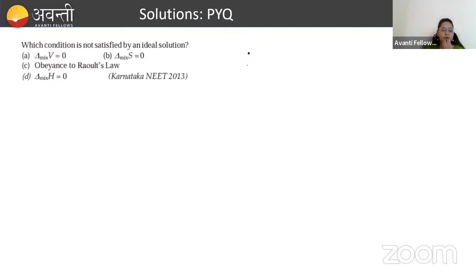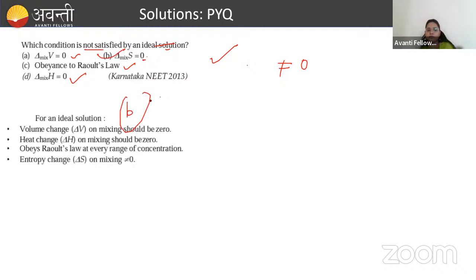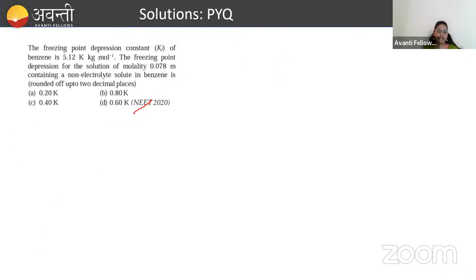So for ideal solution, again the same type of question has been asked. Okay, for ideal solution we have talked that volume change of mixing should be 0. So this is correct. Again, we have talked that heat change of mixing should be 0. That is delta H should be 0. That is again correct. It should obey Raoult's law. This is also correct. Delta S of mixing never becomes 0. Okay, it will be non-zero. So this is the incorrect statement, or वही not satisfied पूछा है. तो यहाँ पे आंसर आ जाएगा option B. Okay, option B will be our correct answer.